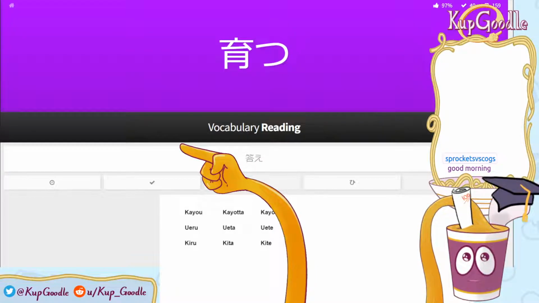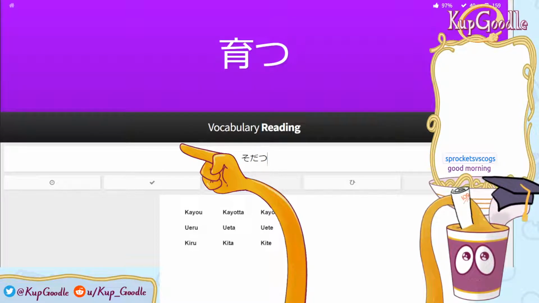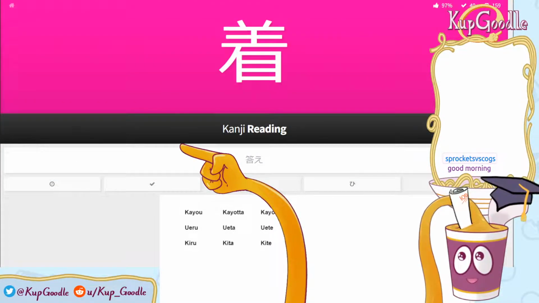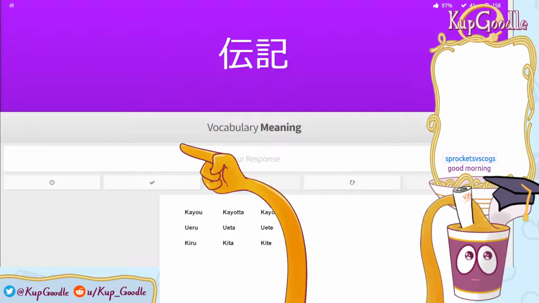Sodatsu. That's a word that gets used in Pokemon a whole bunch because you have to raise Pokemon. So sodatsu, to be raised. But it's the intransitive form as opposed to the transitive form here. Chaku. Oops. Chaku. Chalk Zone.